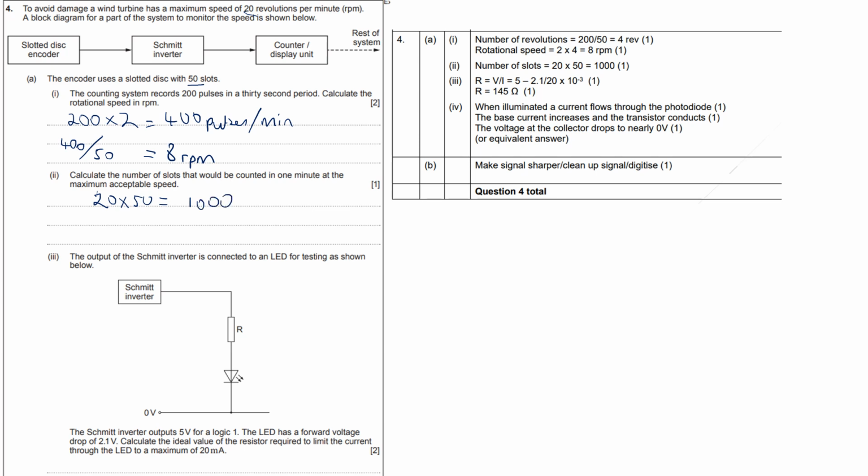Right, next one. This is just going to be Ohm's law, I bet. Always is. A lot of this paper is Ohm's law. So the Schmitt inverter outputs 5 volts for logic 1. The LED has a forward volt drop of 2.1, so 2.1 there. We know there's 20 milliamps going down there. And then we need to work out the resistor value to limit the current. So it's obviously going to be the rest of the voltage there, isn't it? Which is your 2.9 volts. So it's going to be 2.9 volts divided by your 20 milliamps. As you can see up there, it's 145. Okay, 145 ohms.